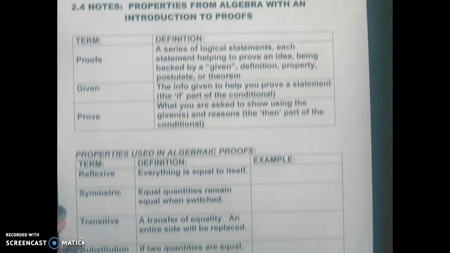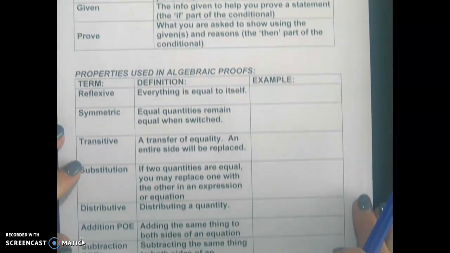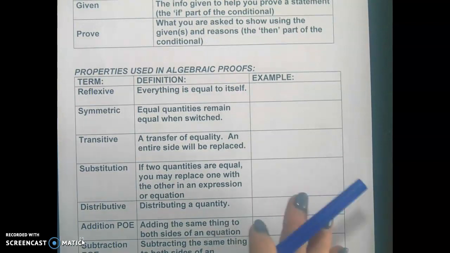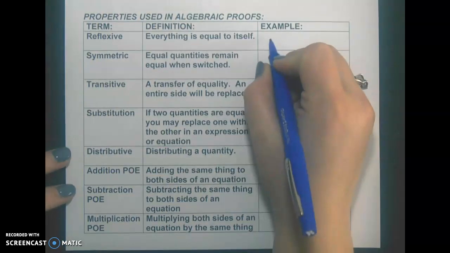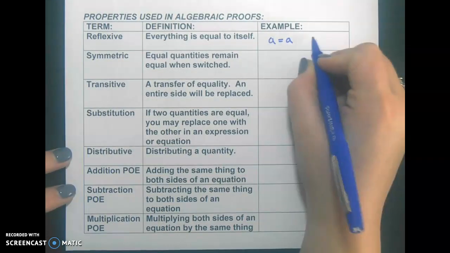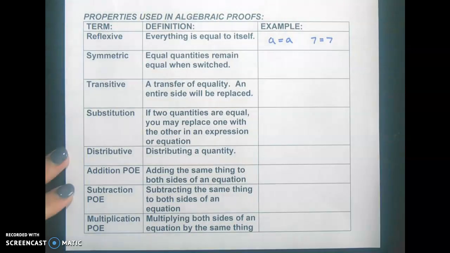So before we get into some examples, we need to talk about some properties that we're going to be using in our algebraic proofs. We are going to be using all of these properties in our proofs and examples today. So let's start with reflexive. Everything is equal to itself. So for example, I could say A is equal to A, or 7 is equal to 7. Reflexive, everything is equal to itself.